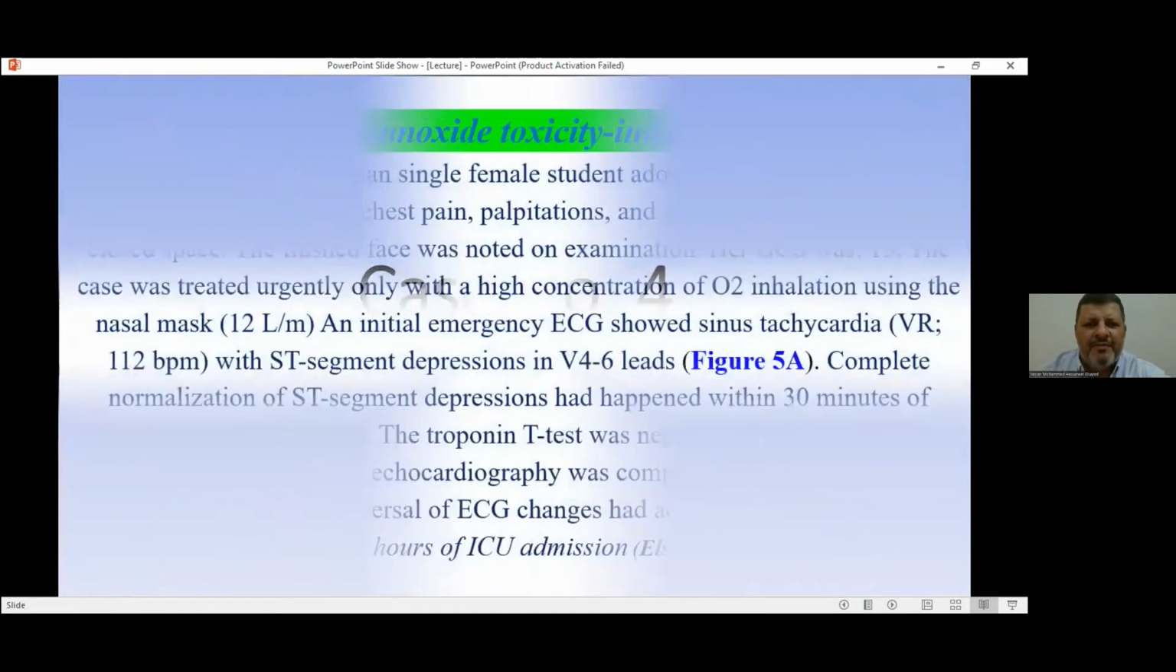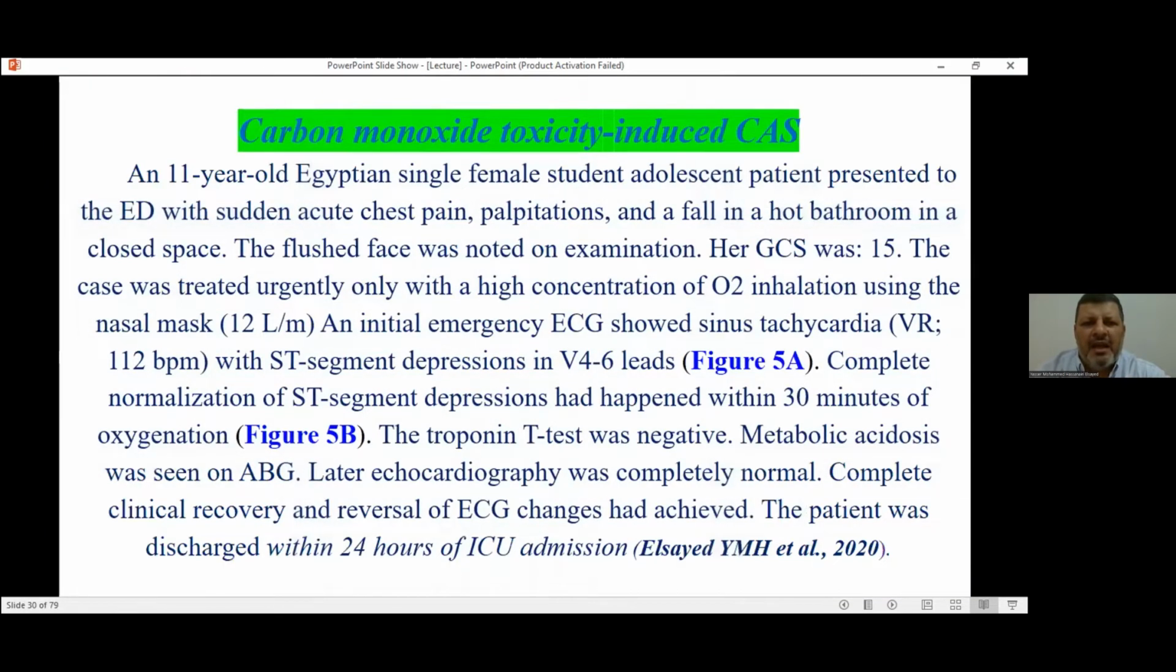Case number 4: carbon monoxide toxicity induced coronary artery spasm. An 11-year-old Egyptian single female student adolescent patient presented to the emergency department with sudden acute chest pain and palpitation following a hot bathroom in a closed space. A flushed face was noticed on examination. GCS was 15. The case was treated only by high concentration oxygen, 12 liters per minute.